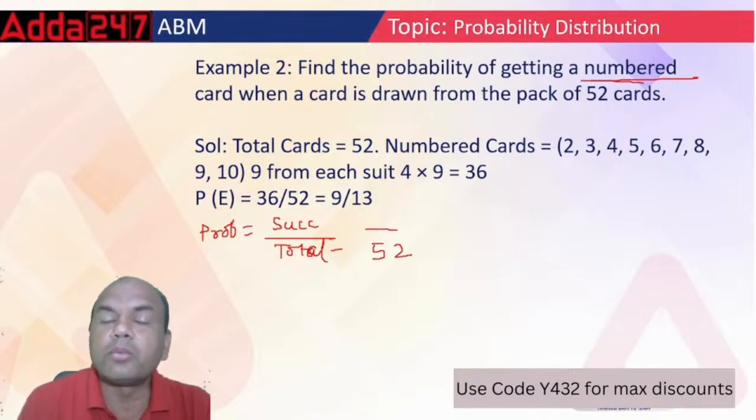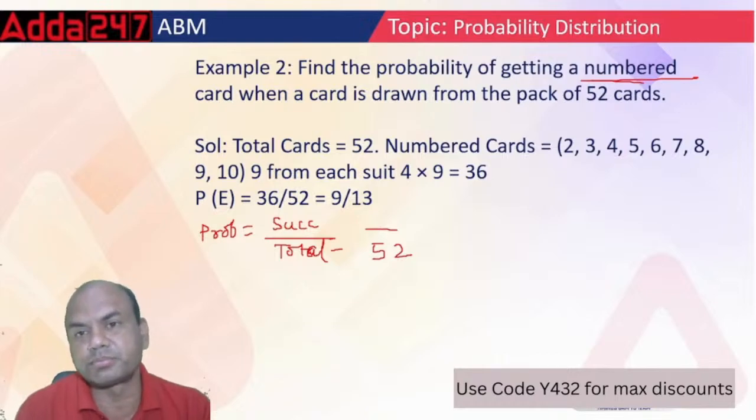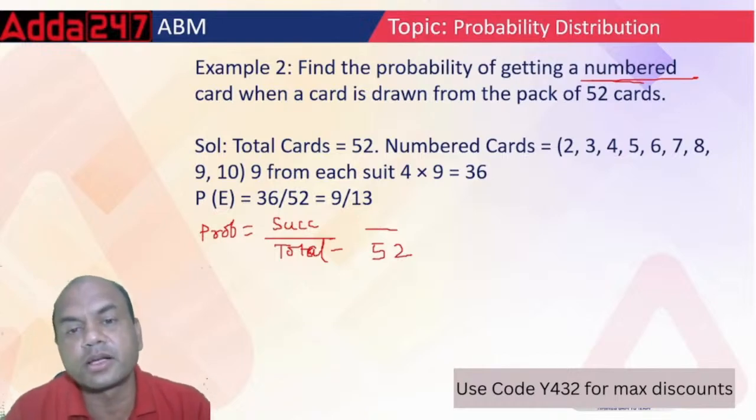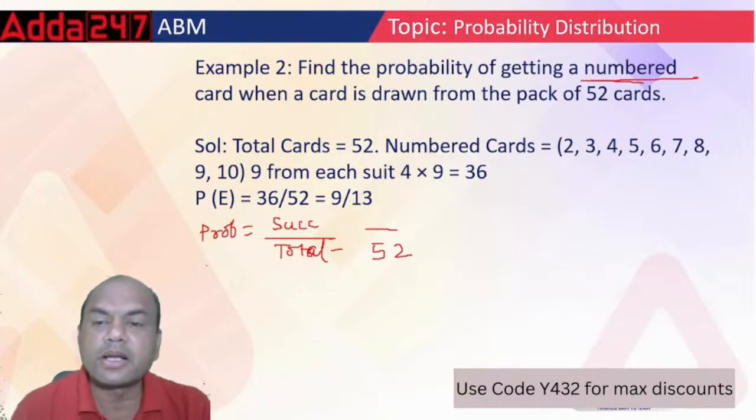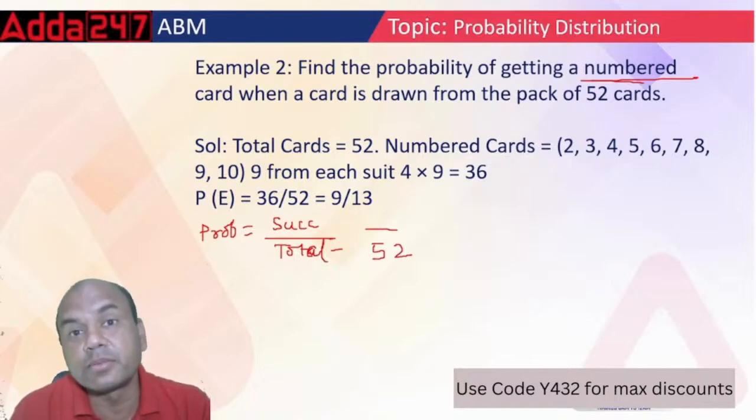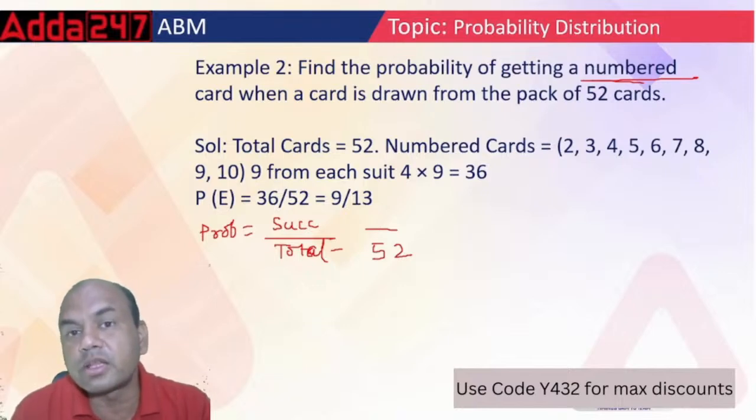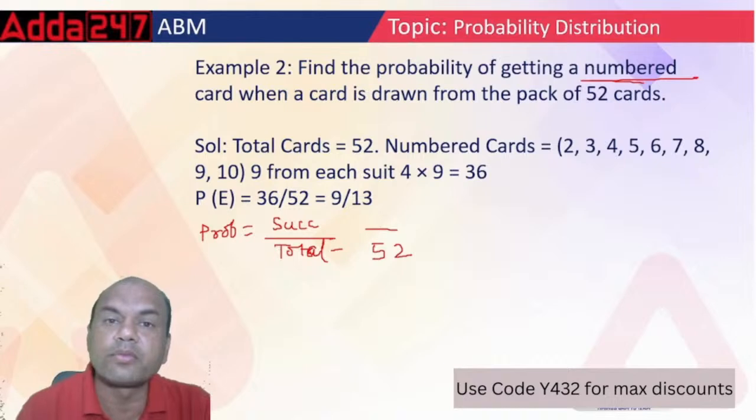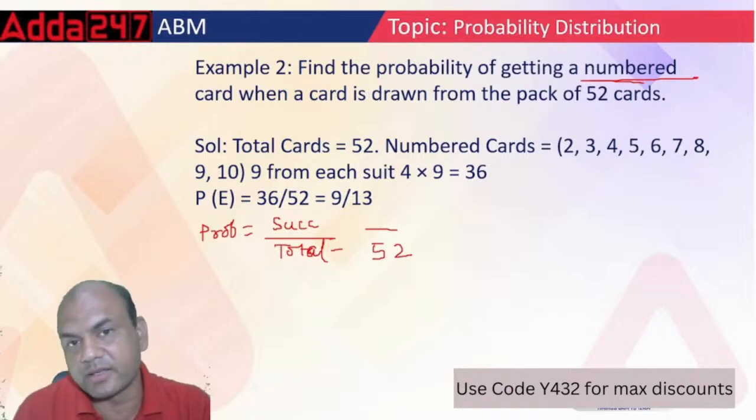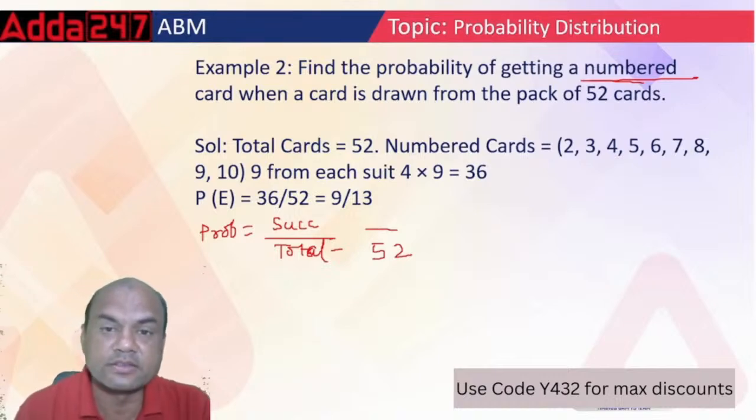Numbered card. Now how many numbered cards are there in a pack of 52 cards? What are numbered cards? Which are having numbers. So 2, 3, 4, 6, 7, 8, 9, 10. Up to 10 you are having all the numbered cards. After 10, what do you have? You have the jack, the queen, the king, and the ace.